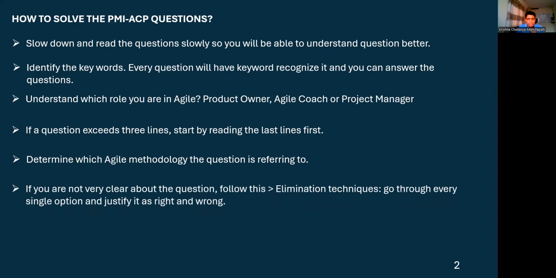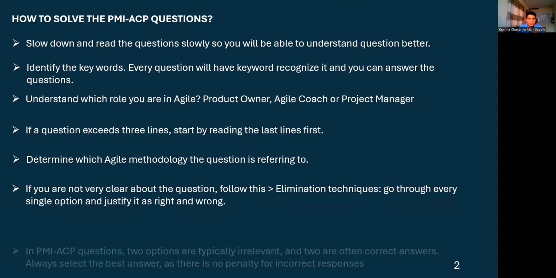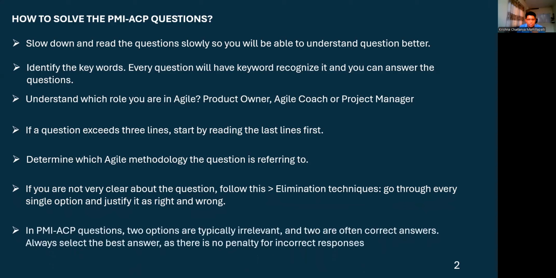And if you're not very clear about the question, and if you're confused between the options, follow the elimination technique. Go through each of the options and see whether it's relevant or appropriate to the question being asked. This way, you can eliminate all the wrong answers and select the right answer. In the ACP examination, usually you'll have 4 options, of which 2 options are usually irrelevant to the question. So out of the remaining 2 options, you'll have to understand what would be the most probable answer and select that. Also understand that in the PMI ACP examination, you'll not have any negative marking for any wrong answer.